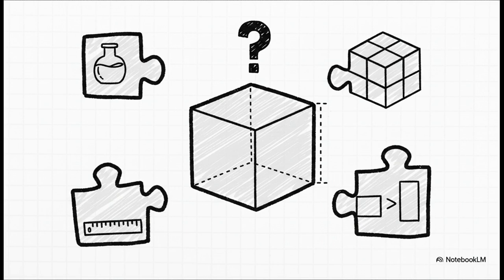We've got the shape, a cuboid. We know its volume, its total surface area, and its length. And then there's this really important condition. The width has to be bigger than the height. Our mission? To use all these clues to find the height.